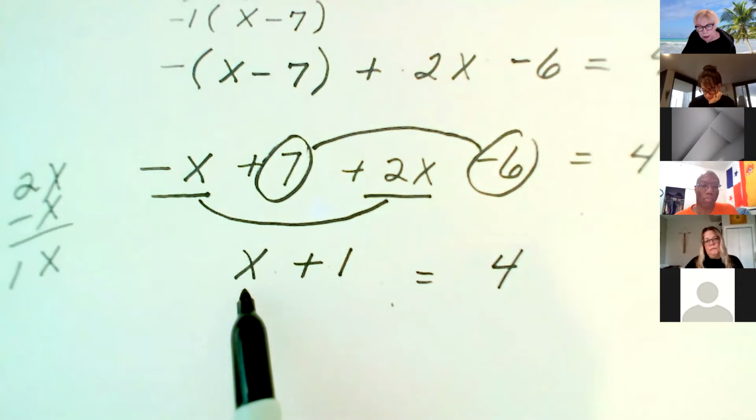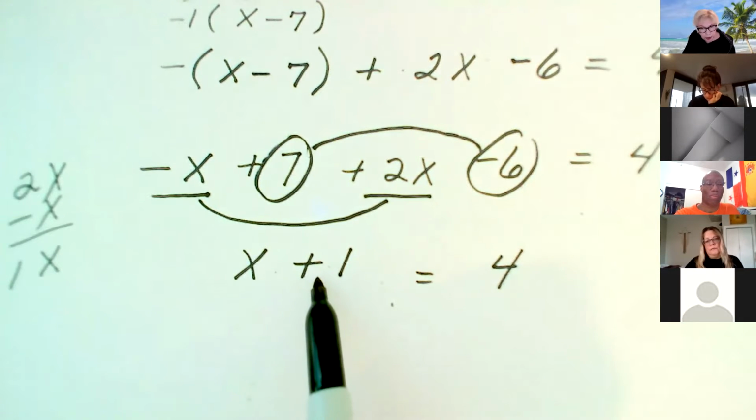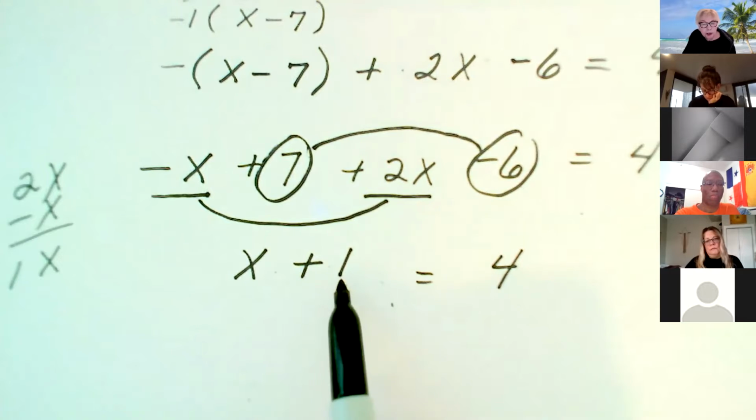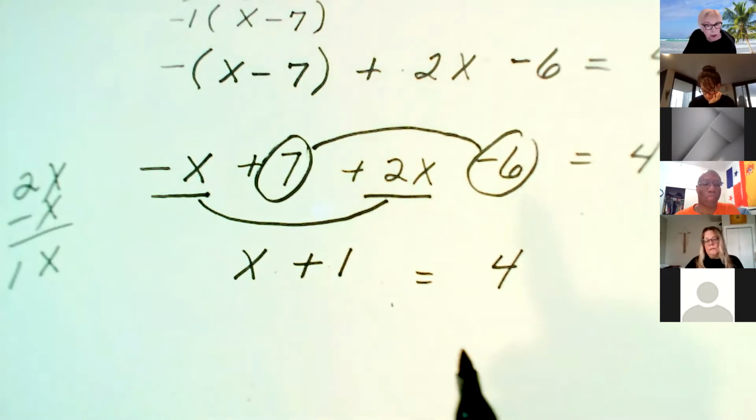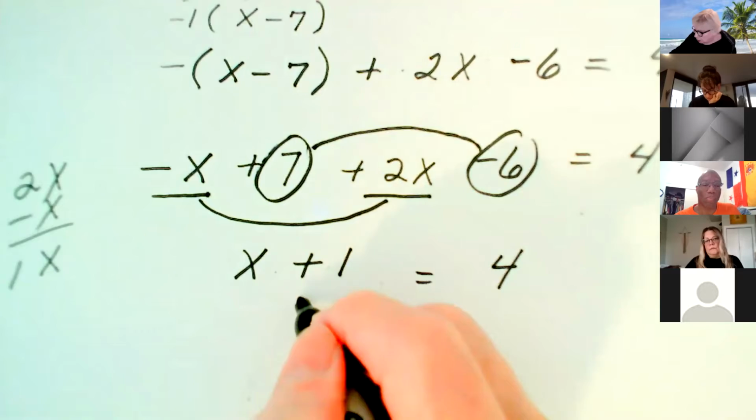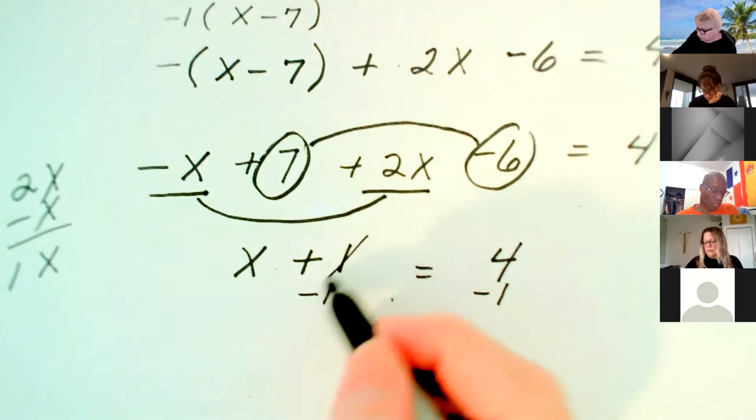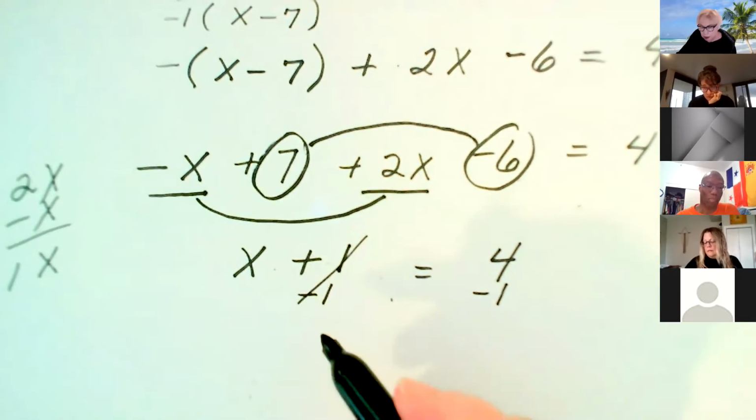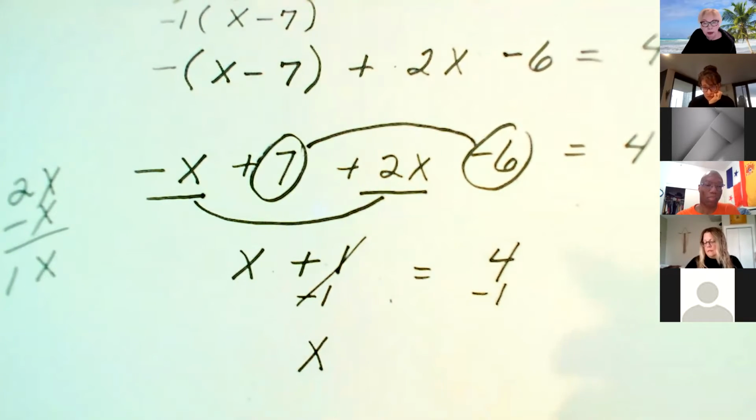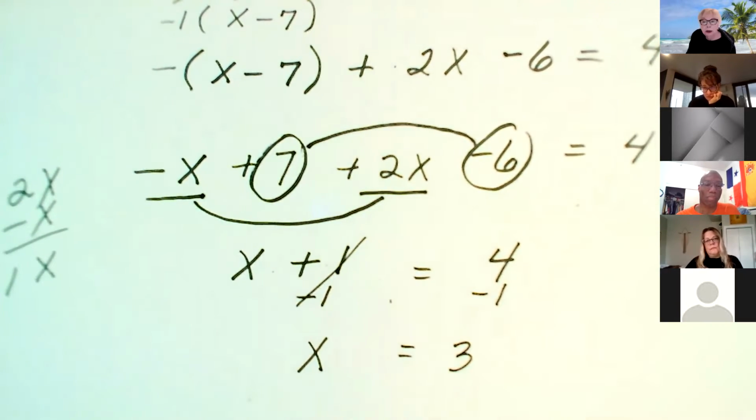You find the side with the letter, which is here. You find the number that's connected to it, and it's a +1. So the only thing left to do, it's not always divide, it's whatever it needs to do to get rid of this. And so it would be subtract 1, subtract 1. +1 minus 1 is 0. X plus 0 is X. And over here, we're talking 3.